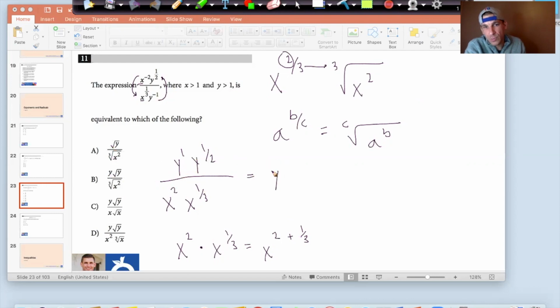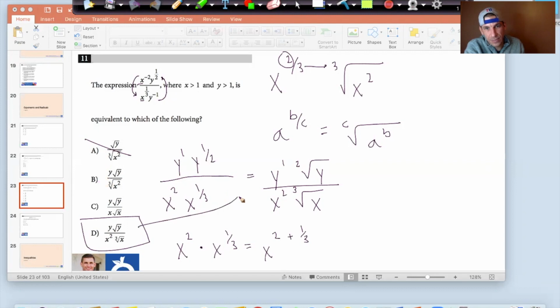Because this y is a y to the first. This 1/2 here just represents 2 radical y, which some of my answer choices show. B shows that, so does C, so does D. So A's gone. My bottom one here is x squared, and my x to the 1/3 is my radical x with a 3 on the outside, because that's where the 3 comes from. So D is my answer. That's what this is going to look like and break down to.